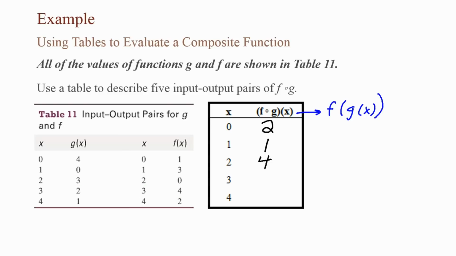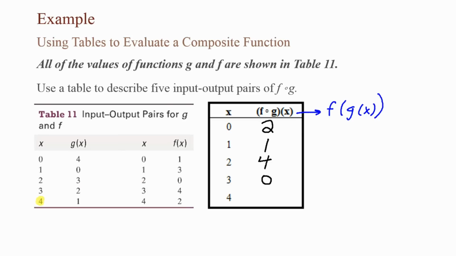For 3, if that's the input, my output for g of x is 2. So I go to 2 under x. If 2 is my input for f of x, the output is 0. So if I have an input of 3, the output for f of g of x is 0.